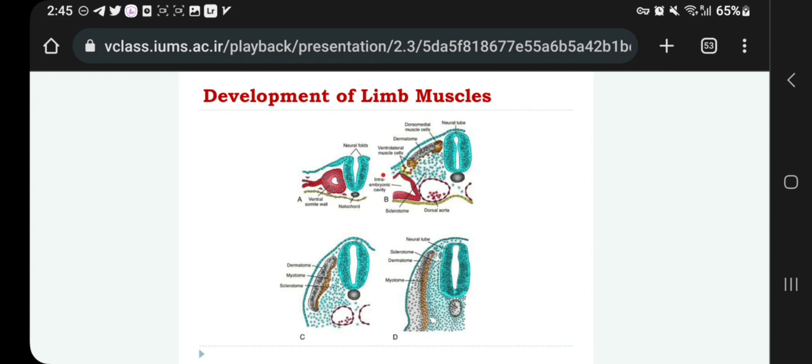abdominal wall. In the abdominal wall, we have the rectus abdominis, internal and external oblique abdominis, and transverse abdominis. We have 4 muscles in the abdominal wall, and also the upper and lower limb muscles. All of them differentiate from the cells that immigrate to the lateral plate mesoderm.